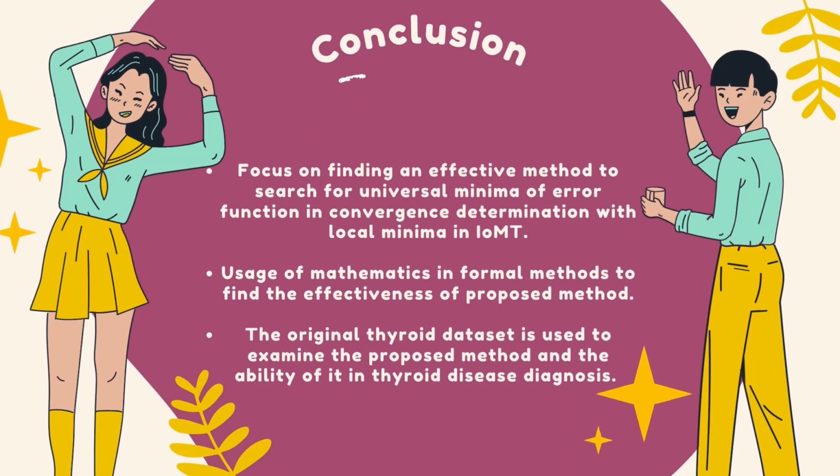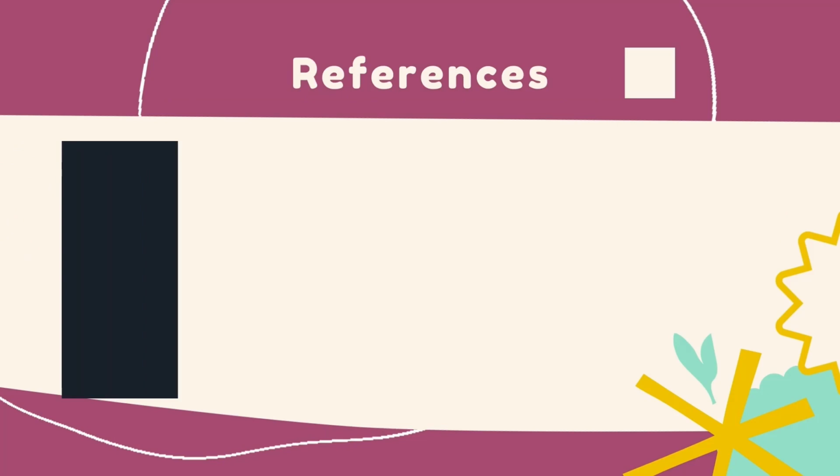We have come to the conclusion part for this type of design in diagnosis of thyroid disease. In conclusion, an effective method to search for universal minima of the error function to determine convergence in the presence of local minima in IOMT environment should be given more focus in the future. Besides, the effectiveness of the proposed method should be proven using mathematical modeling by examining the former methods. Lastly, it could be seen that by using this design, the original thyroid dataset will be employed to search the proposed method and determine the ability of the method to diagnose thyroid disease.